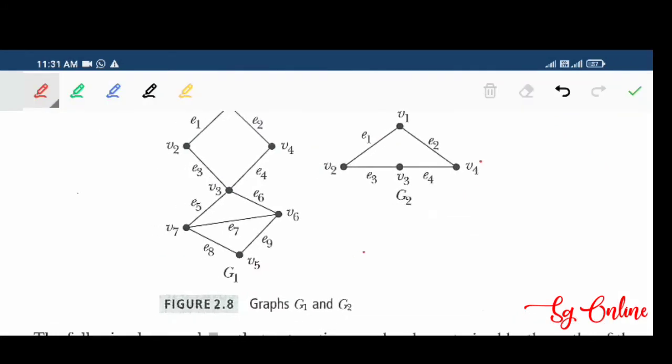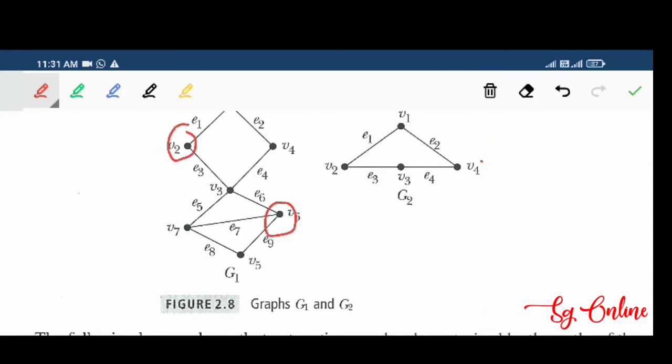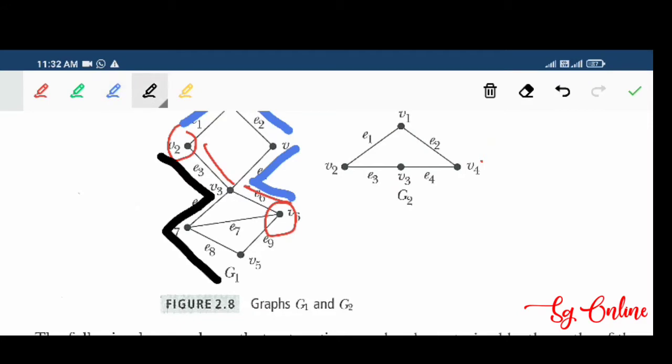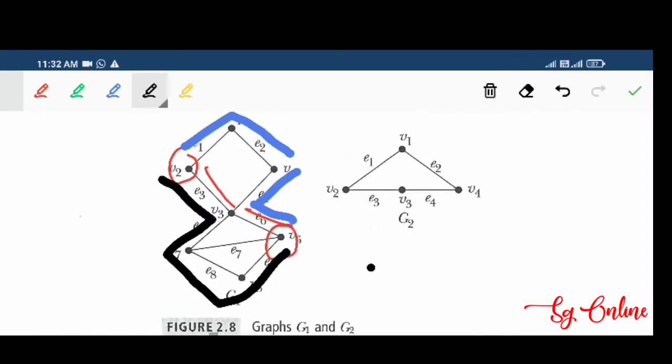Now if we consider the graph G1, and the vertices V2 and V6, and we want to join V2 and V6 by a path, then every path from V2 to V6 (this is another path from V2 to V6, and this is another path from V2 to V6), whatever path you choose, is going through V3, and so V3 becomes a cut vertex of the graph.